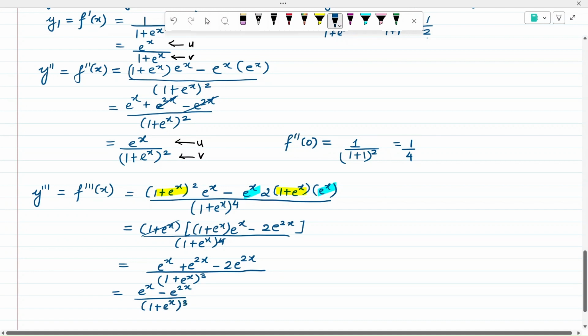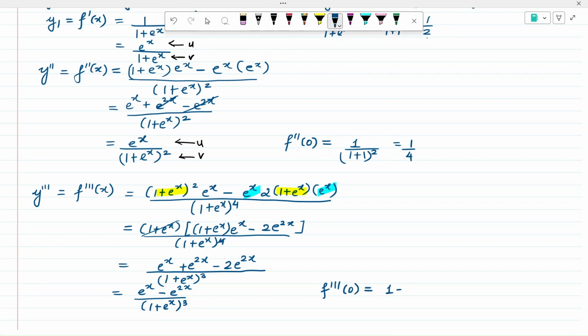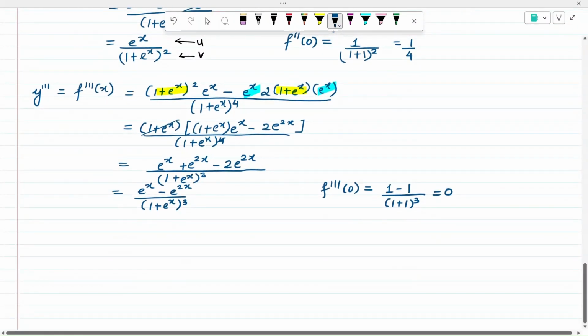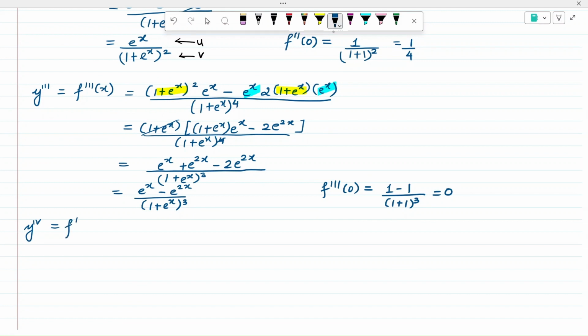Let's substitute 0 in place of x. So triple dash at 0. Wherever there is e raised to x or e raised to 2x, it will be 1. So 1 minus 1 upon 1 plus 1 the whole cube. Answer is 0 because numerator is 0. Let's now calculate the fourth derivative. That's the last one.